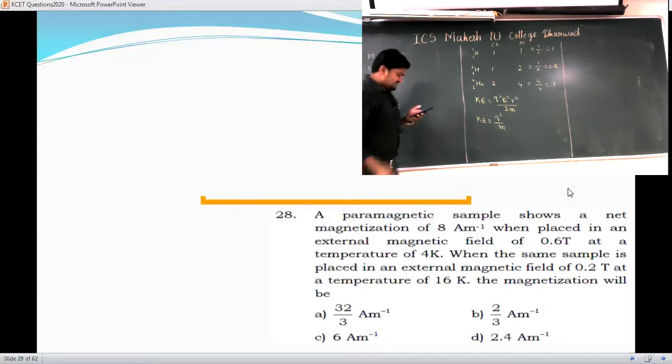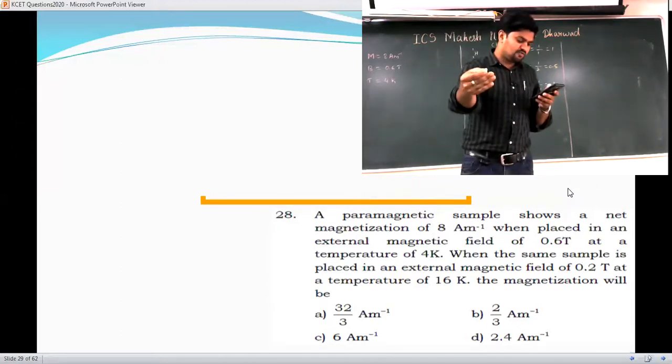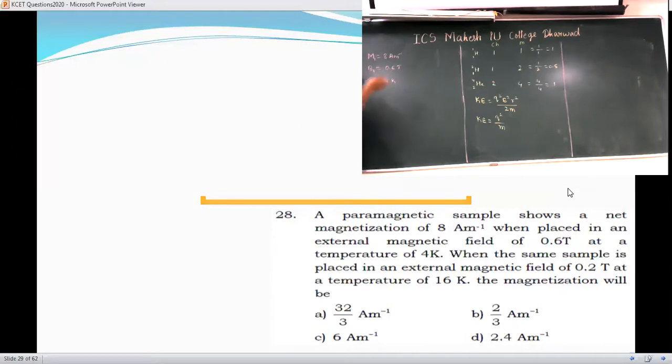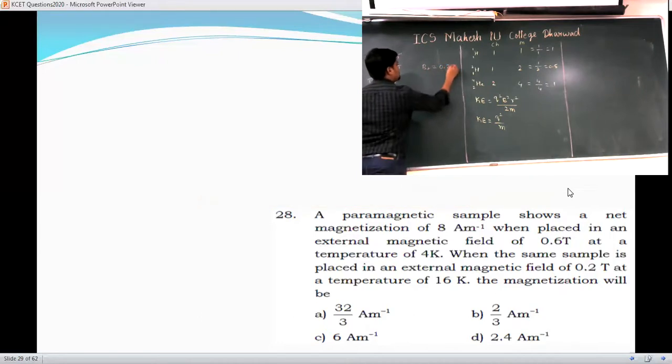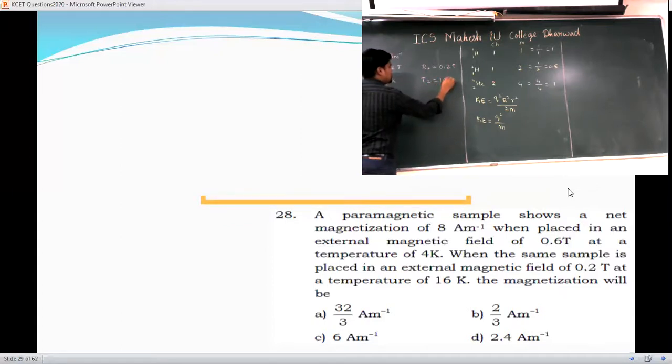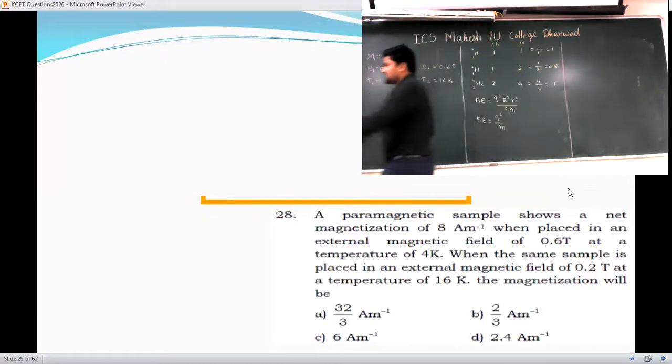Next, when the same sample is placed in an external magnetic field of 0.2 Tesla, they are taking other values. So I will take the first as M1, B1, T1. Next, I will take B2. How much have they told for B2? They have told 0.2 Tesla, at a temperature of 16 Kelvin. So T2 is equal to 16 Kelvin. Next, they are asking you to calculate the magnetization there, so that is M2.